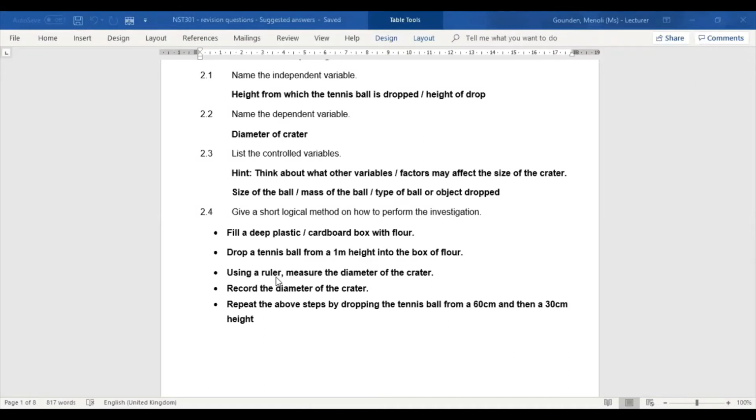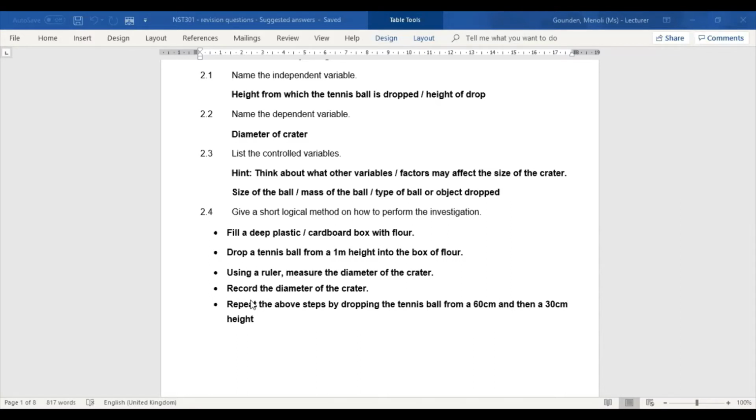So you can see here, I'm also talking about the apparatus or the equipment that I'll be using to carry out this investigation. So whenever you're asked about a method for an investigation, please remember it's got to be in the correct order and the correct steps, and you must include whatever equipment or apparatus you will be using to carry out the investigation. So instead of just saying, I will now measure the diameter of the crater, ask yourself, what are you going to use to measure the diameter, and include that as part of your method.